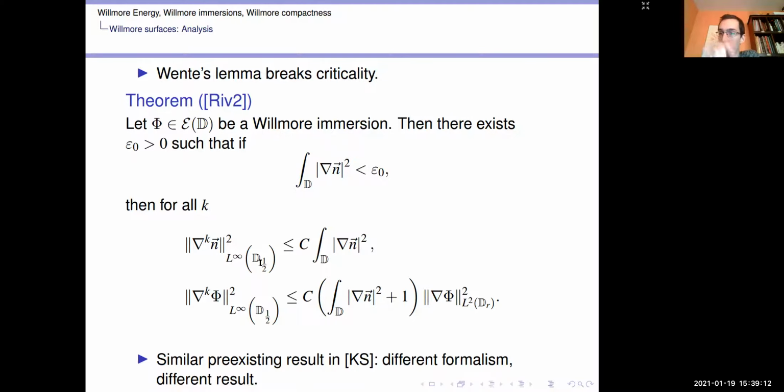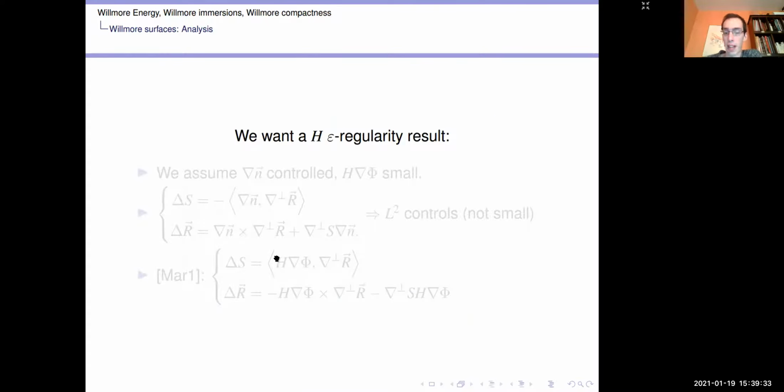Okay, so we have the following epsilon regularity results with a smallness assumption on the total curvature. The question is, well, since the beginning, I've told you that I could decompose the total curvature into trace-free part and trace-full part. What happens if I only control in a small manner one of the two parts? So what happens if I have nabla n, which is controlled, and h nabla phi is small?